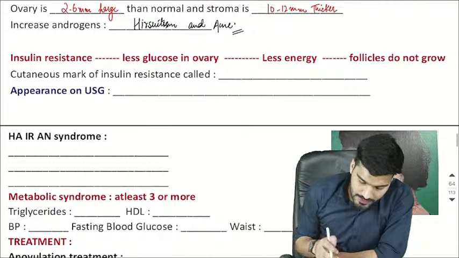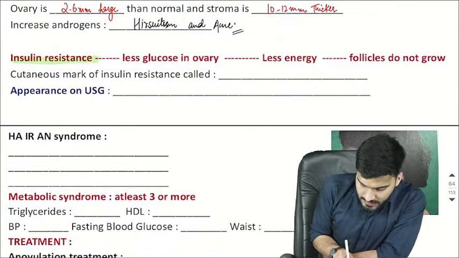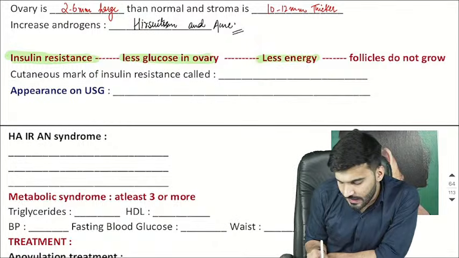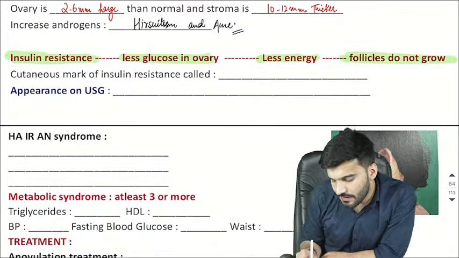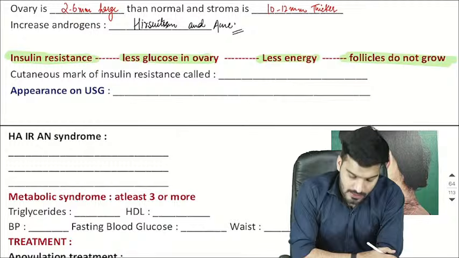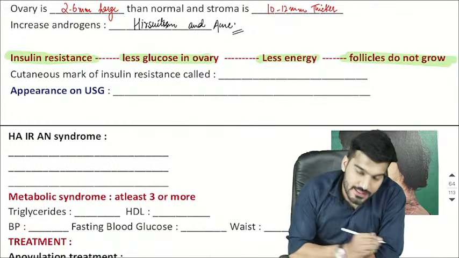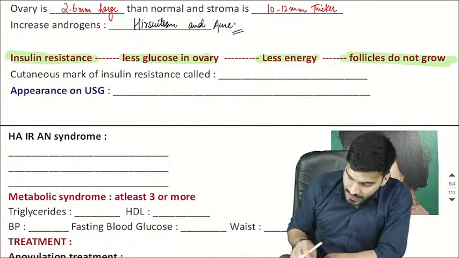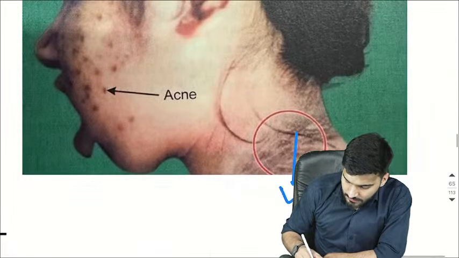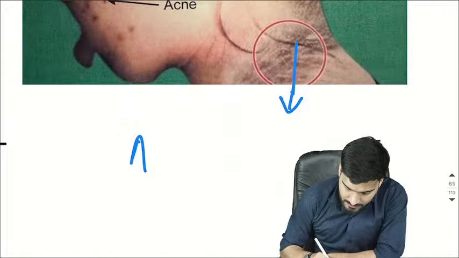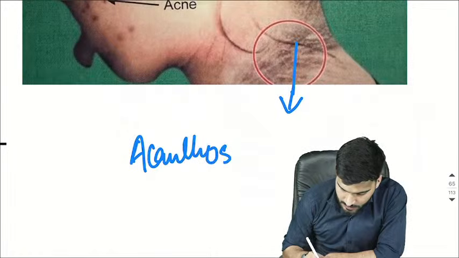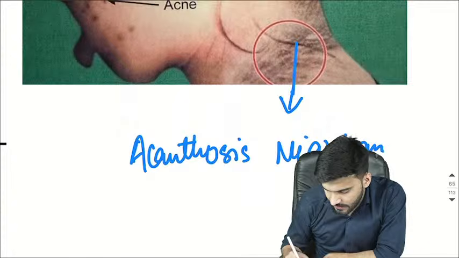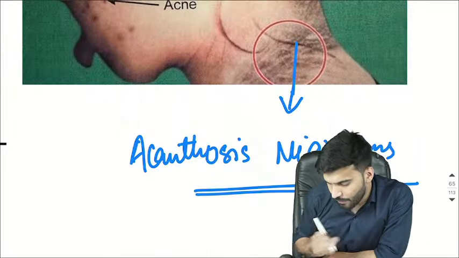Now, due to the insulin resistance, as discussed, there is abnormal folliculogenesis, there is less glucose in the ovary, there is less energy, and follicles do not grow. And we have these cutaneous marks of the insulin resistance over the nape of the neck, which is called acanthosis. You can see here in the picture, it is called acanthosis nigricans. This is also associated with obesity as well.